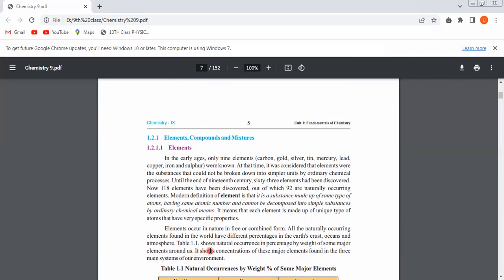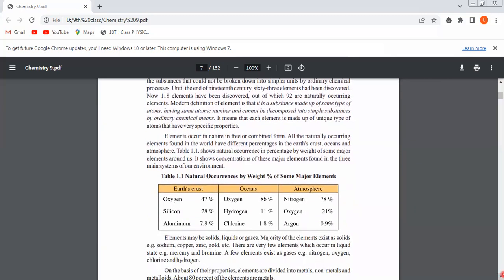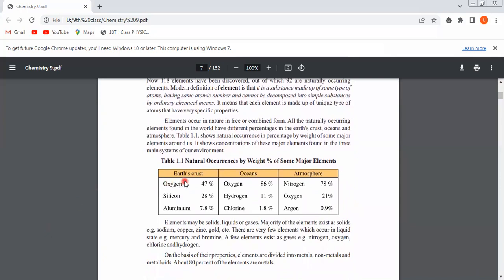The table shows the natural occurrence in percentage by weight of some major elements around us. It shows the constant concentration of these major elements found in the three main systems of our environment. Naturally occurring by weight percent of some major elements. Earth's crust: oxygen 47%, silicon 28%, aluminum 7.8%. Ocean: oxygen 86%, hydrogen 11%, chlorine 1.8%. Atmosphere: nitrogen 78%, oxygen 21%, argon 0.9%.